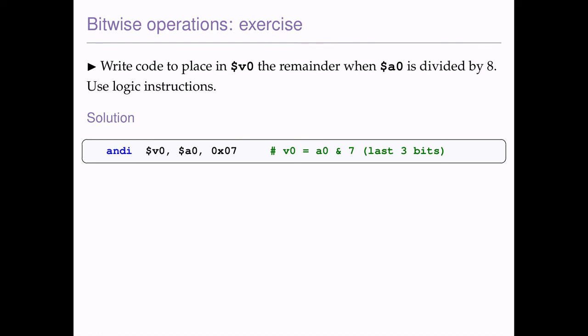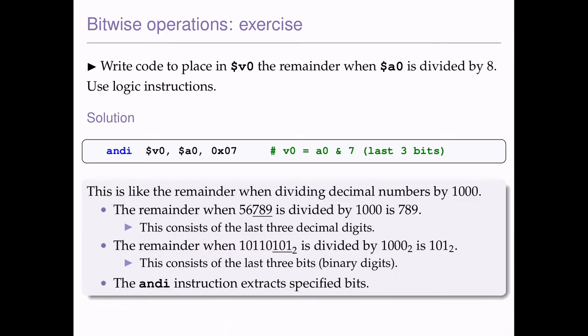So this is how we do it. We AND immediately with the value 07 using whatever is in A0 and storing it in V0. Now this might sound counterintuitive, but remember if we have an 8 in the first column, then we can divide any number that is a multiple of 8. So the ones below that will be the remainder. So let's think about this in more detail. When we divide a number by 1,000, then we just take whatever is lower than 1,000 and say that's the remainder. So in this case, when we have 56,789, we know that that is going to be divisible 56 times by 1,000, and the remainder will be 789.